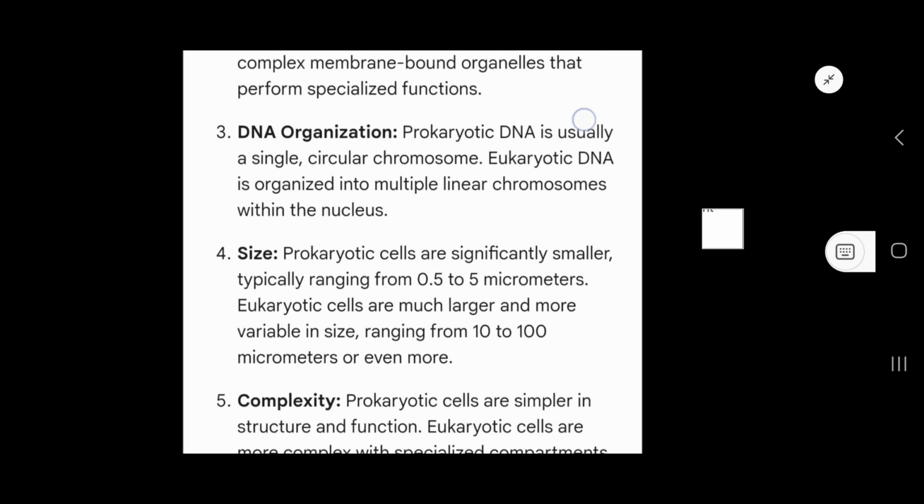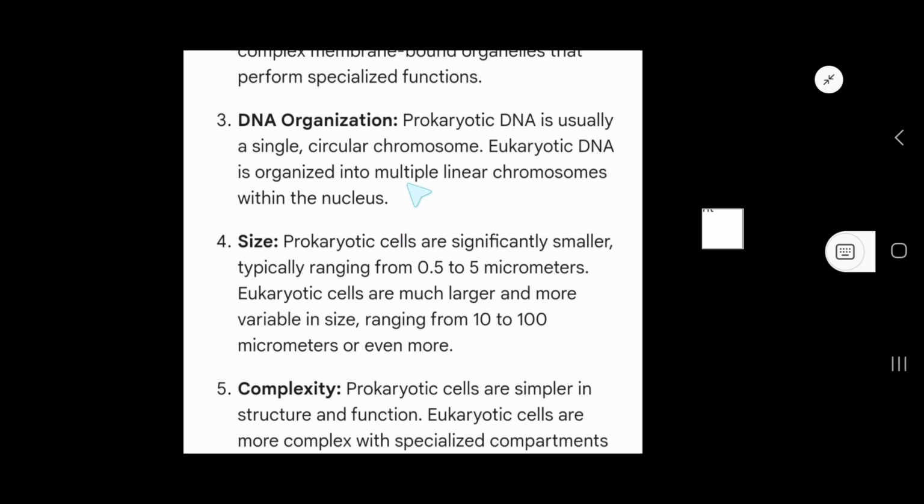3. DNA organization. Prokaryotic DNA is usually a single circular chromosome. Eukaryotic DNA is organized into multiple linear chromosomes within the nucleus.